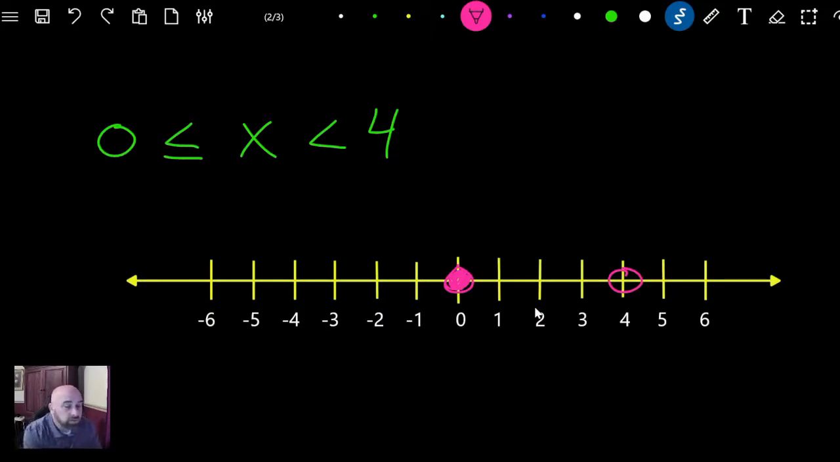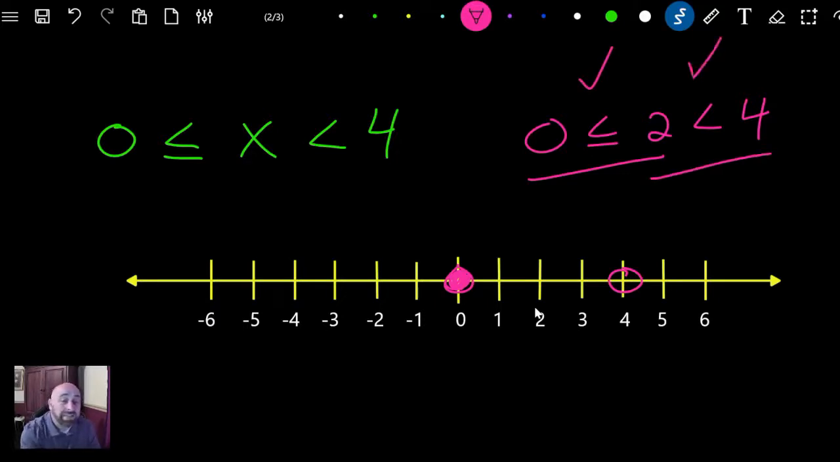Okay. So let's try 2. 0 is less than or equal to 2 and 2 is less than 4. Is that true? Is 0 less than or equal to 2? Yes. Is 2 less than 4? Yes. So we would color in this middle area. Okay. So that's how we do that.